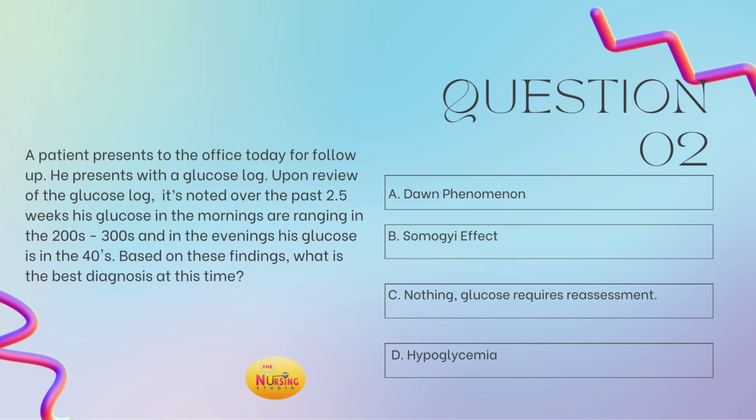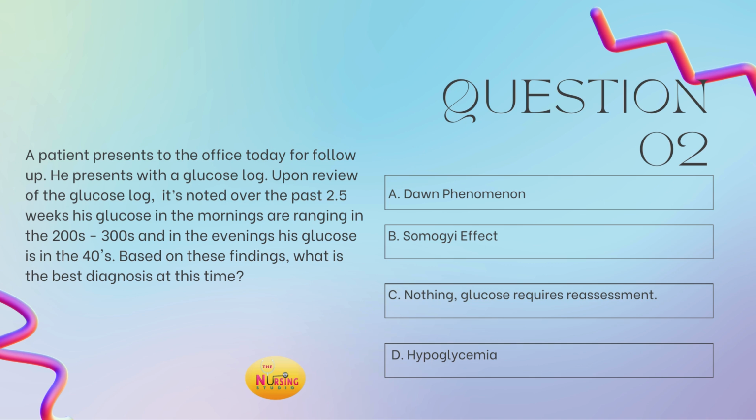Remember, Somogyi effect, they may present with these early morning hyperglycemic readings, but it's in effect because of the nighttime or evening hypoglycemia. Because what happens is there's a rebound effect. So as the blood sugars are lower in the evening, the body is trying to compensate, and there's a rebound effect, which causes an early morning hyperglycemia.